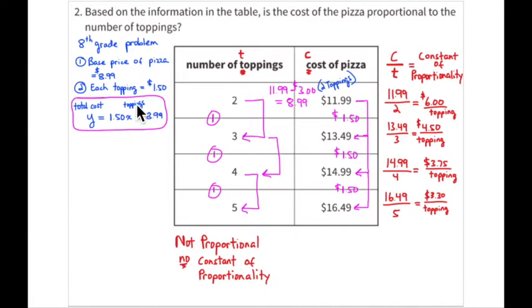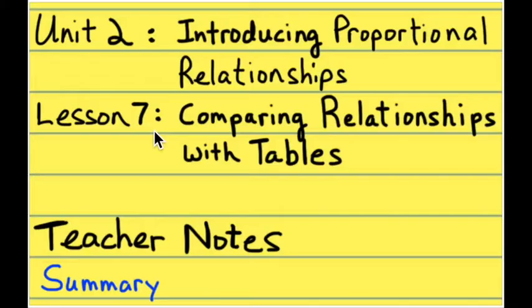So try to play around with that a little bit. See if you can understand how you get this equation. This is adding $8.99. This part is proportional. The cost per topping, if you look at just that part of the pizza, not the total cost, is proportional. It's $1.50 per topping. But then you have to add on to that the base price of the pizza, $8.99.